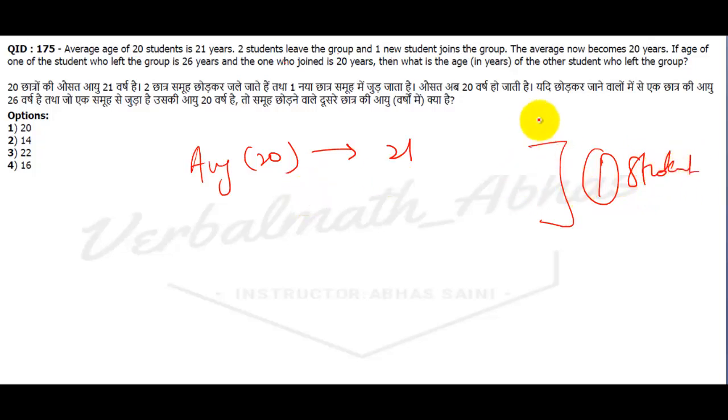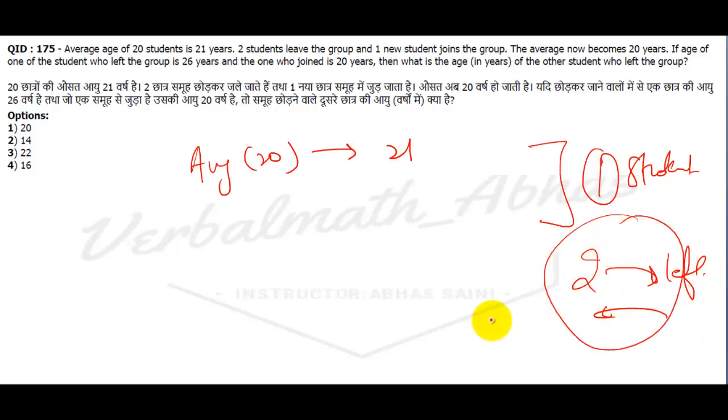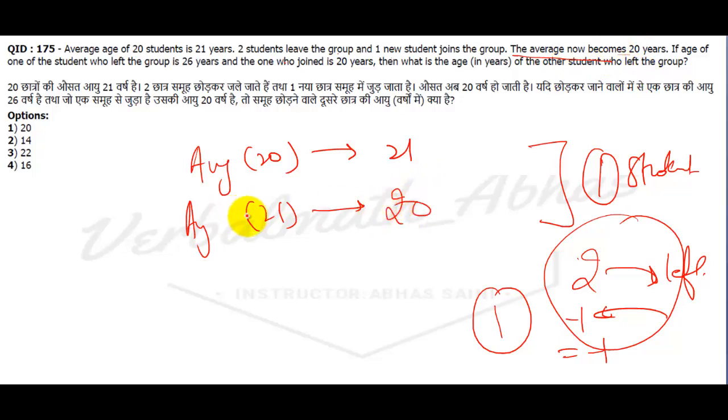If 2 left and 1 came, you can directly say 2 minus 1 means a net addition of 1 student. So the group is now 21 students. The average now becomes 20 years. So the average of 21 students is now 20 years.